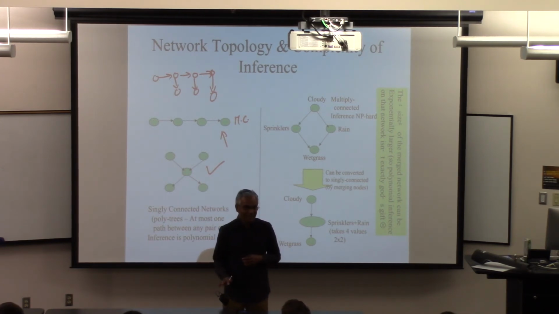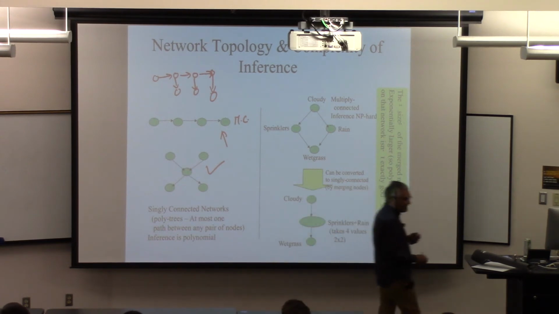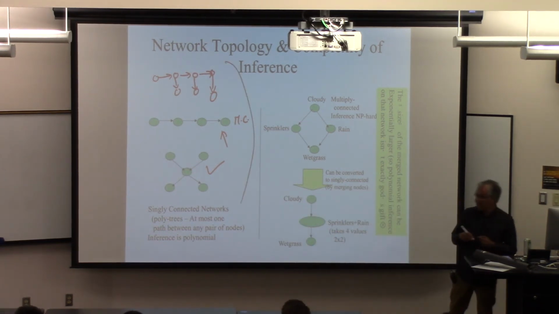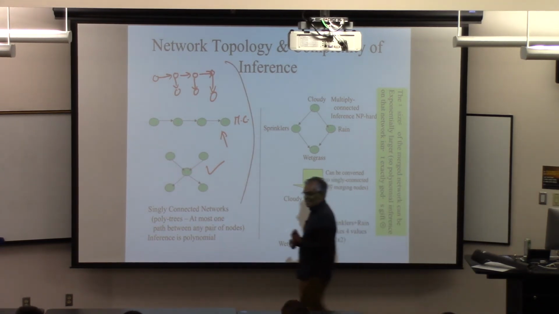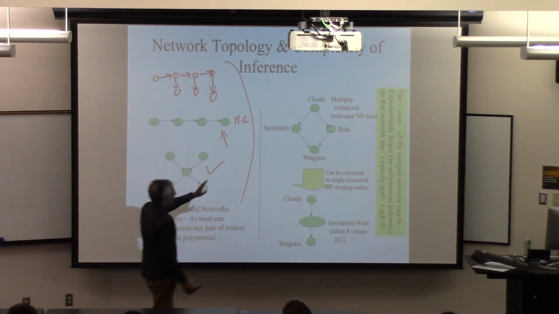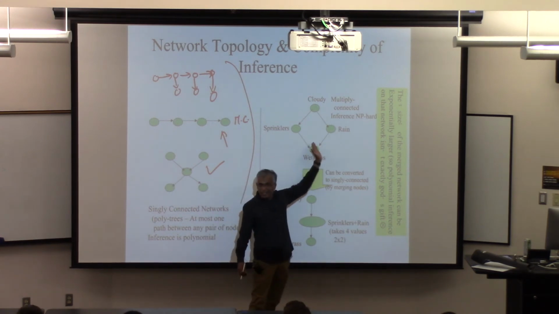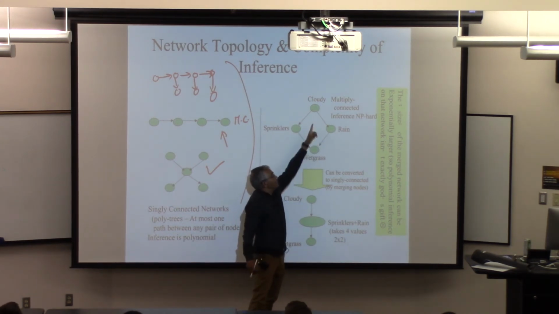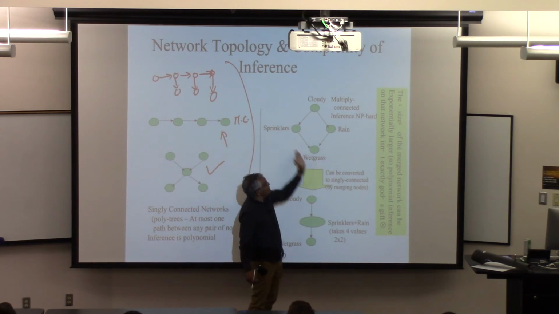Do you understand what I'm saying? Okay? So not surprisingly, it turns out that all of these would be singly connected networks, right? The other one, on the other side, of course, this one is a bad guy. This is a multiply connected network, because there are at least two nodes, cloudy and wet grass, which have more than one path.